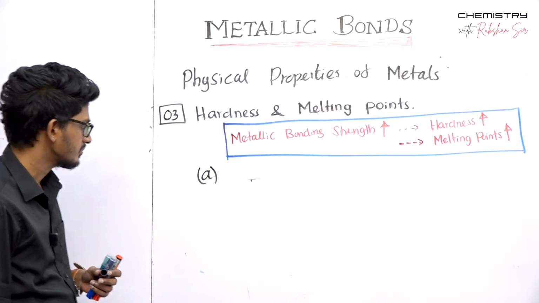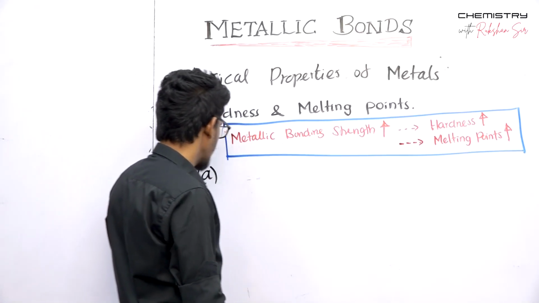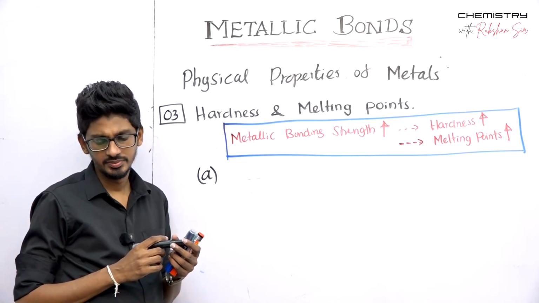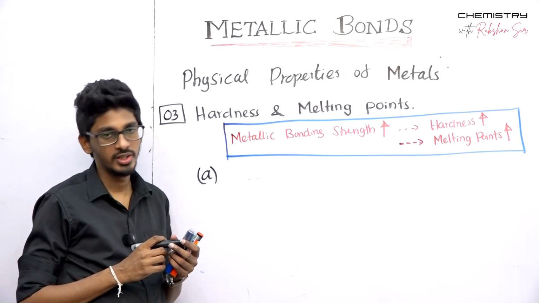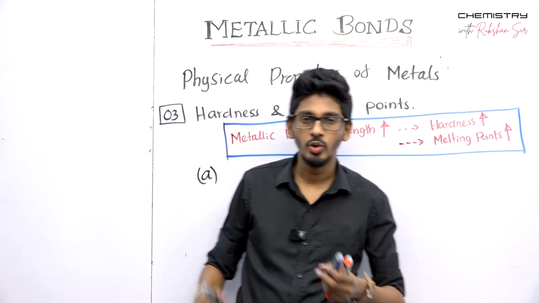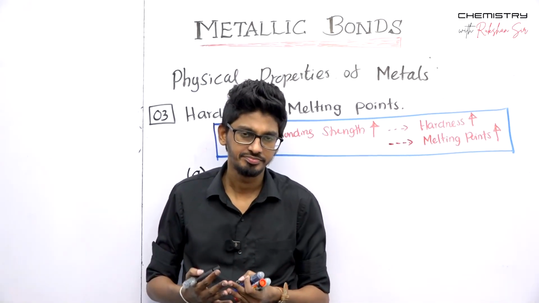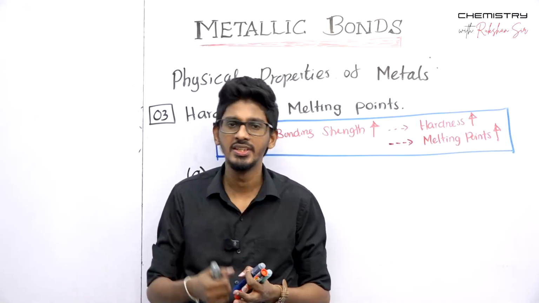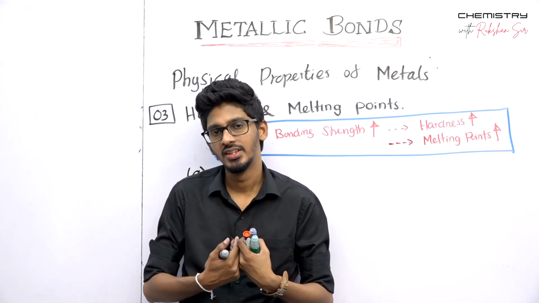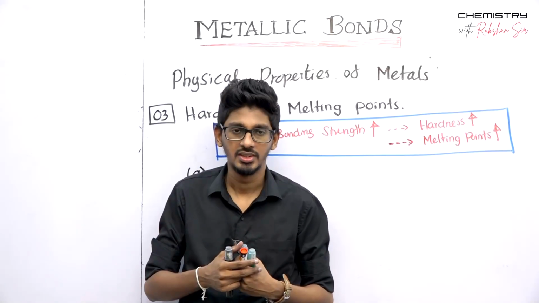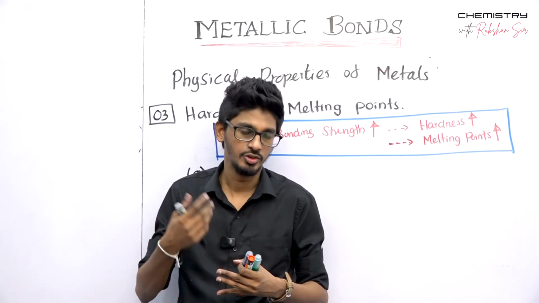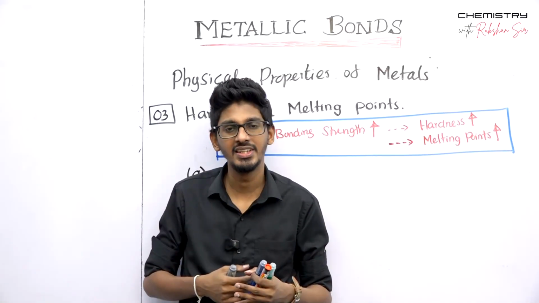So let's compare two metals, sodium and iron. Actually, we know that sodium is referred to as a soft metal. Even in your early school years, we learned that sodium is a soft metal. You can even cut a piece of sodium very easily with a knife.